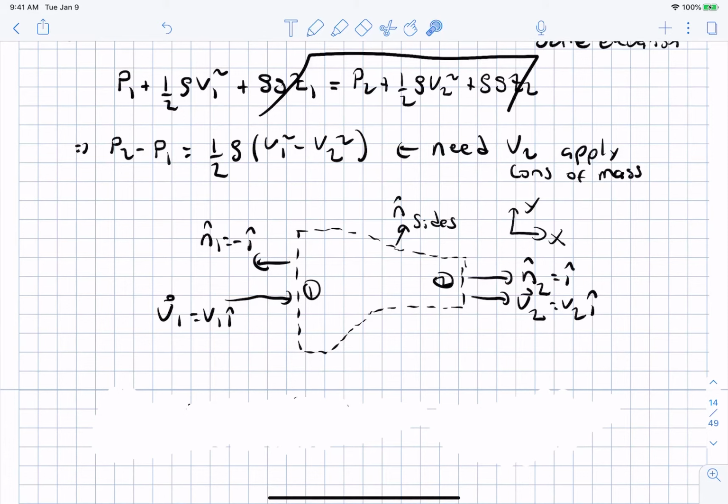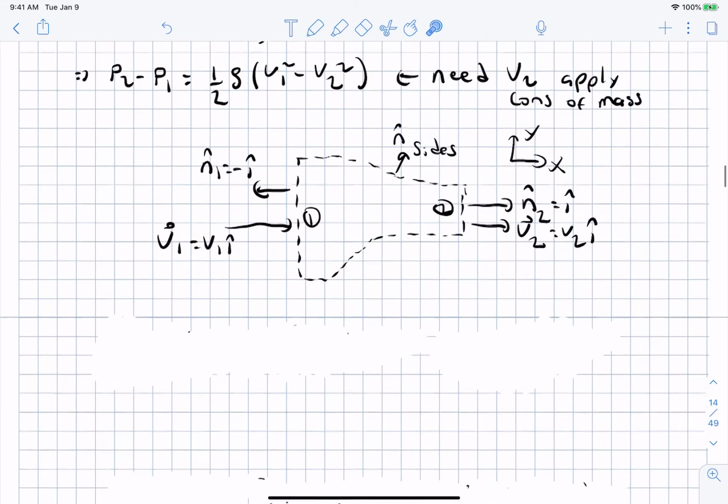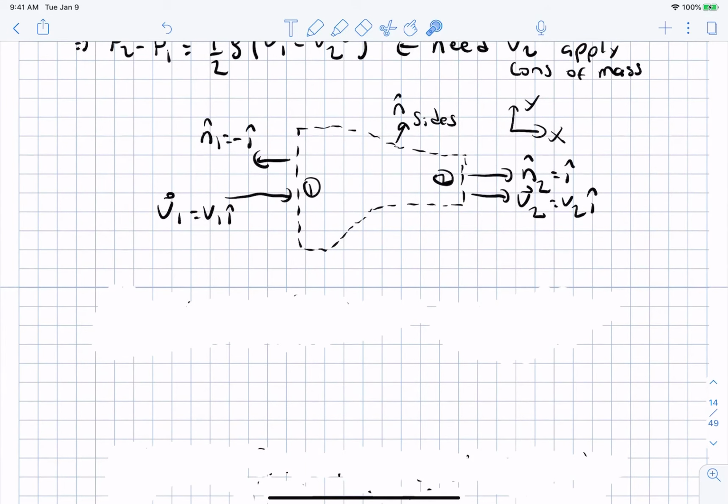Okay, and we got the sides. Those are impermeable, so they're not going to contribute. But then we go down, and now we're at station 1. Well, again, n hat 1 will point to the left. Again, it points to the outside of the control volume. So that is minus I hat. And we have some V1 I hat coming in. Okay. So now we have our control volume drawn. We have the velocities and everything drawn on that.